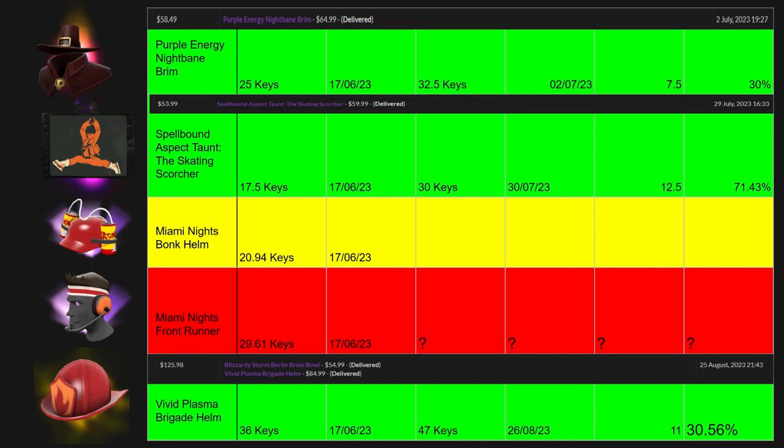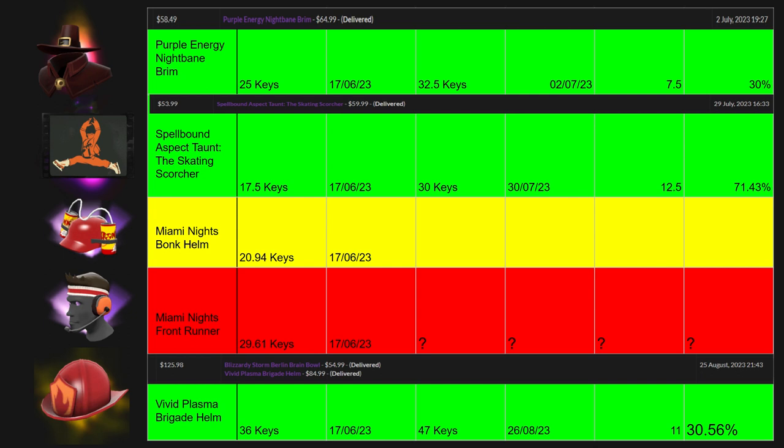Purple Energy Nightbane Brim. I took a risk on this one. It was a new hat, but I knew Purple Energy on a Demo hat like this looked a bit too cheap, and I was right. A very nice margin in under a month. Spellbound Aspect, the Skating Scorcher. A very lovely unusual, but there are many effects that are better valued than this. This was such a fluky sale, that margin is unheard of. Not to mention it only took 1.5 months. Miami Knights Bonk Helm.